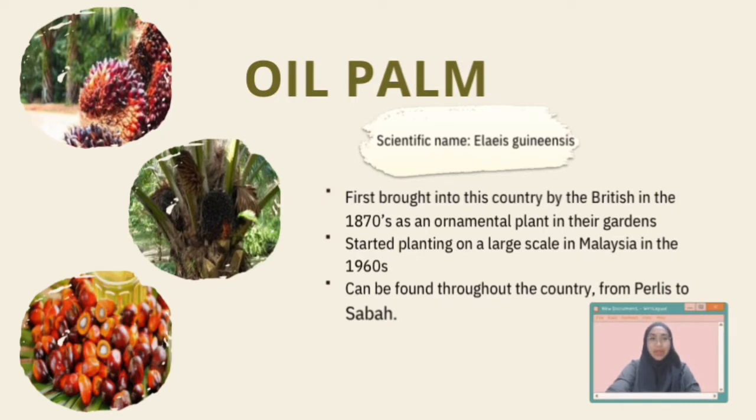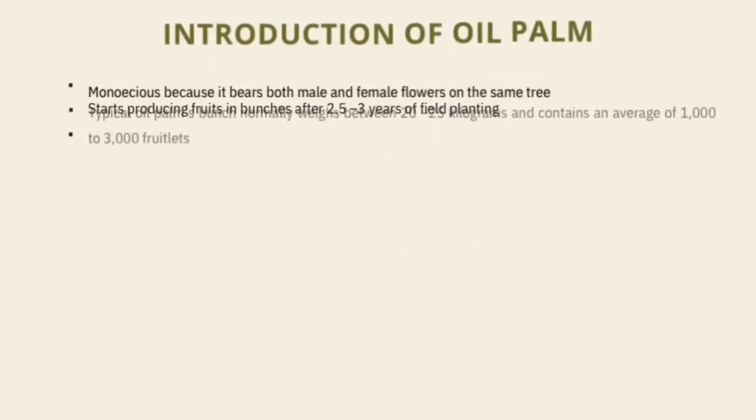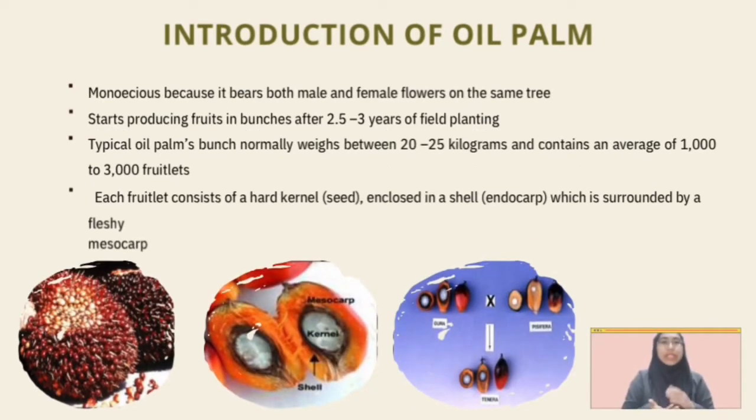The planting of oil palm started on a large scale in Malaysia in the 1960s. It was introduced by the Malaysian government as a scheme to eradicate poverty and raise the standard of living among the rural population. Today, oil palm grows and flourishes in plantations which can be found throughout the country from Perlis to Sabah. Oil palm is monoecious because it has male and female flowers on the same tree.